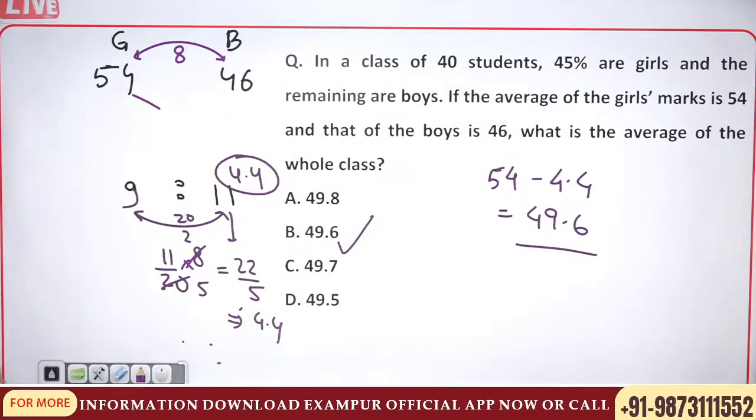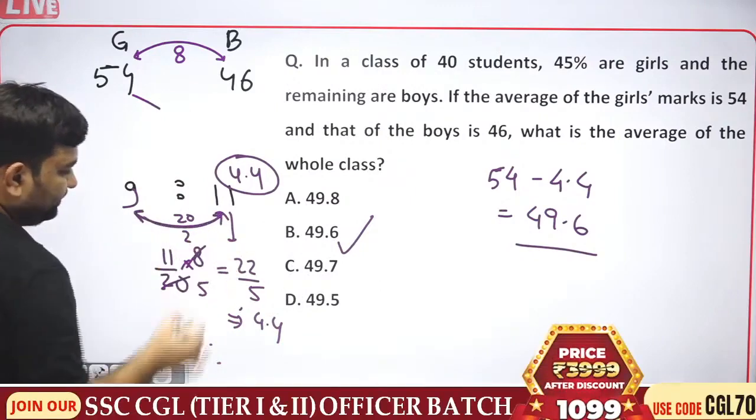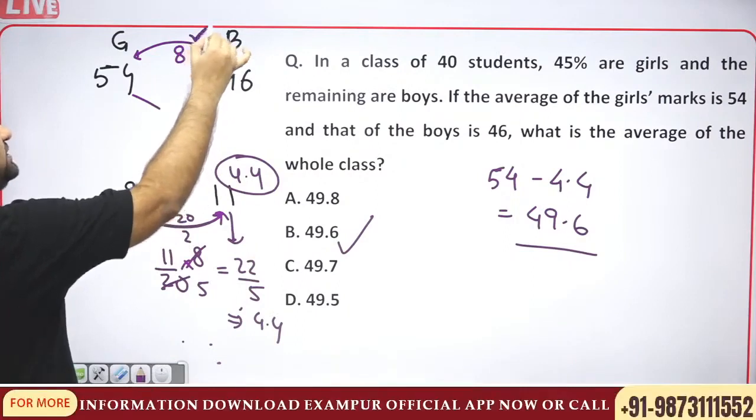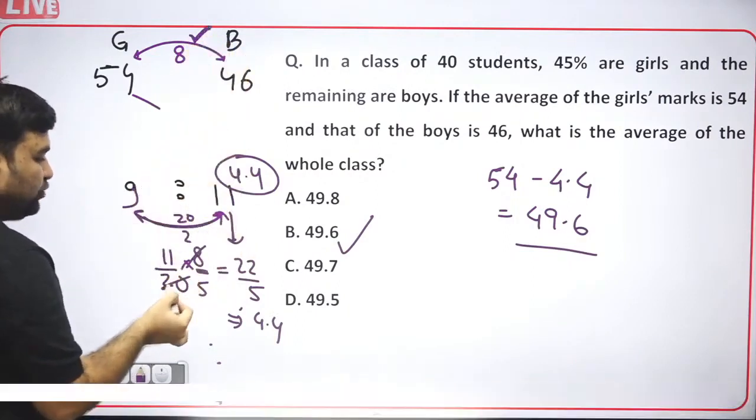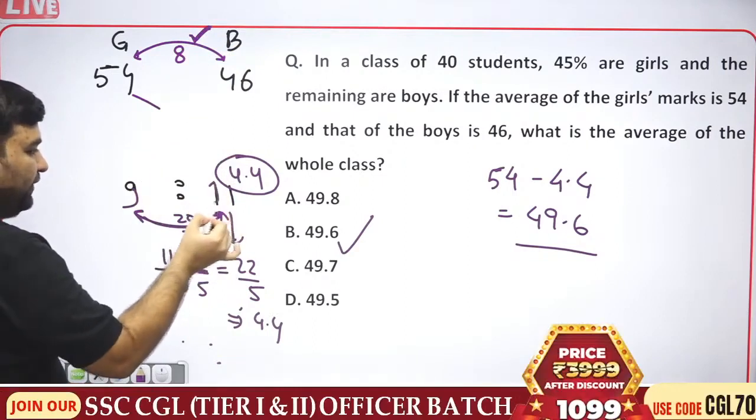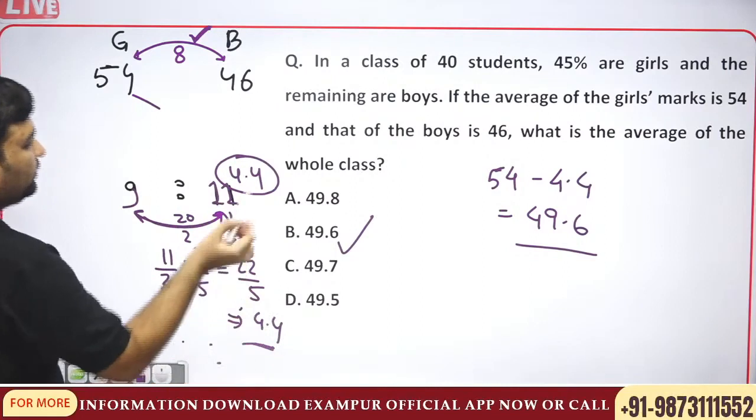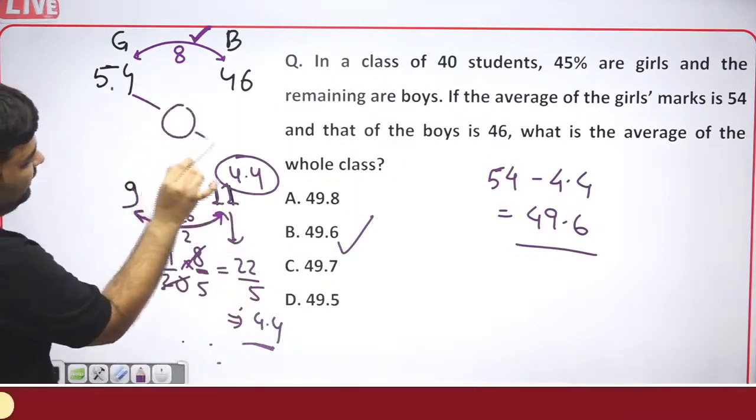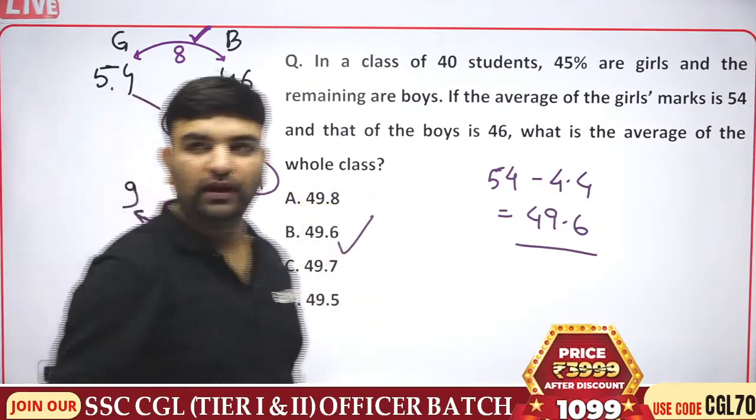The sum was 20. So divide the difference of 8 in 20 and find the value of any one of these, that is 11. It is 4.4. So what should be subtracted from 54 to get 4.4? 54 minus 4.4 is 49.6.